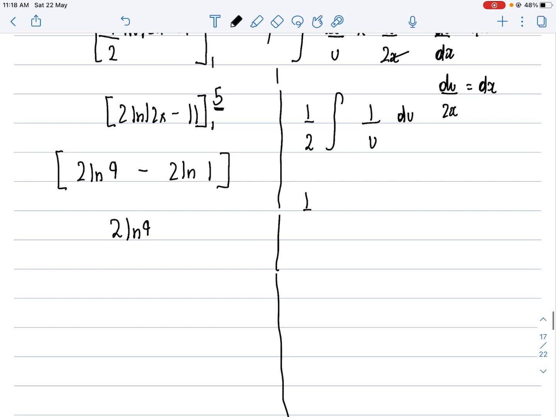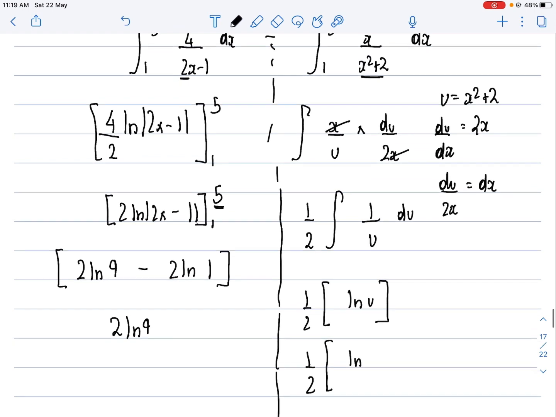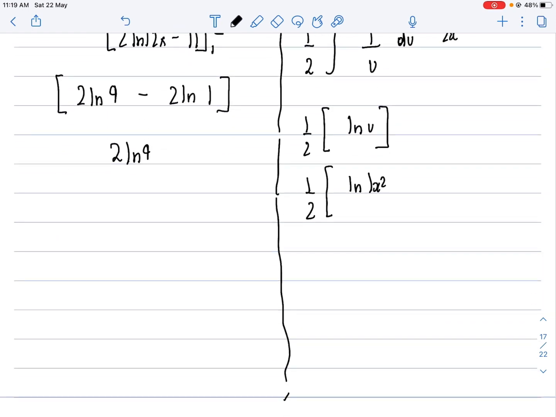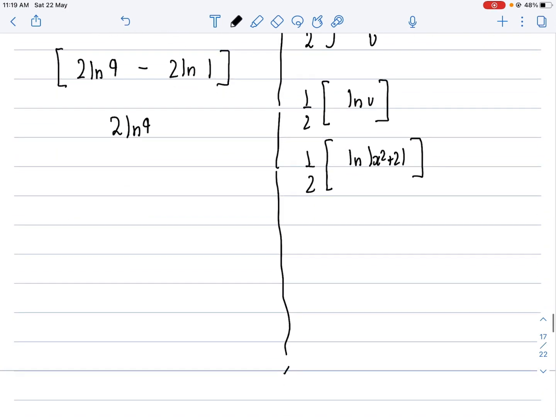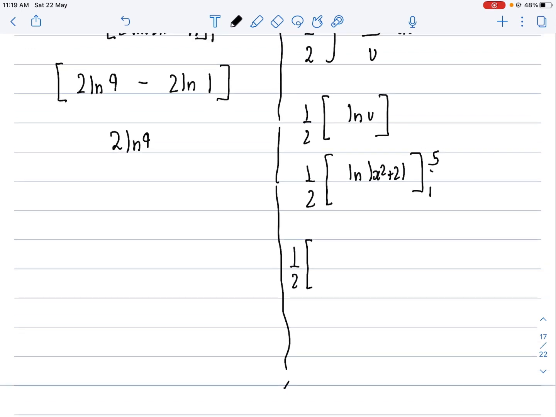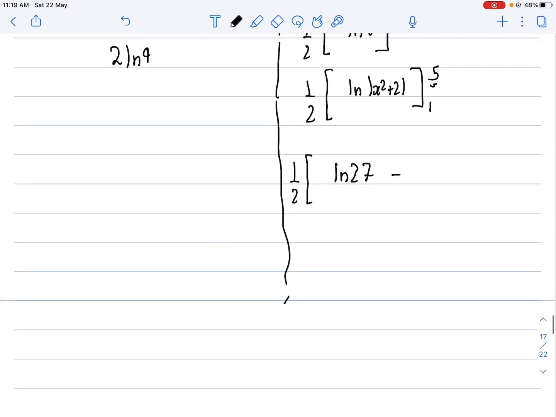So this is basically 1 over 2. The integration of 1 over u is simply ln u. Now I can write this as 1 over 2. Now instead of u, I can simply write x square plus 2 with the limits I know, which is 1 and 5. So now I can basically write this as ln. Okay. When I put 5 in the place of x, I get 5 square plus 2, which gives me ln 27. Minus, when I put 1, I get 1 square plus 2, which is ln 3.